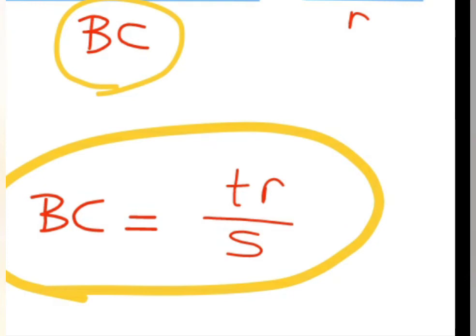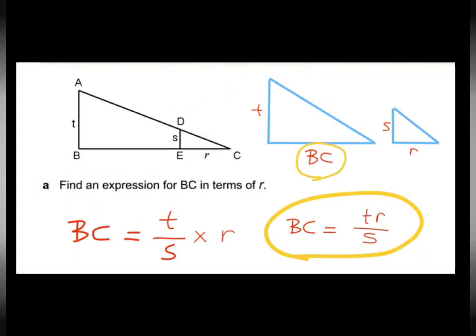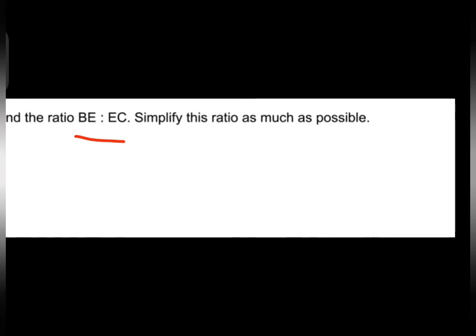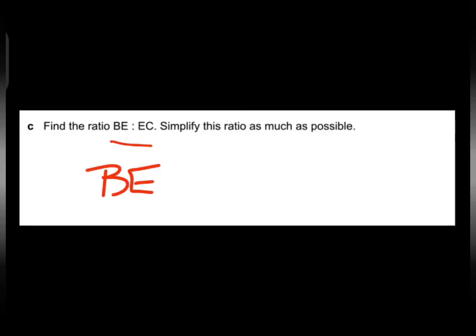Now, let's take these answers and answer question C. Let's move on to the next question. Now, question C here says, find the ratio BE to EC, and then simplify this ratio as much as possible. Now, this ratio is very important. Now, let me show you how you answer a question like this using the separated triangles. Let's go back to the picture with the separated triangles, and remember, we need BE to EC. Here, EC. Put the dots here.